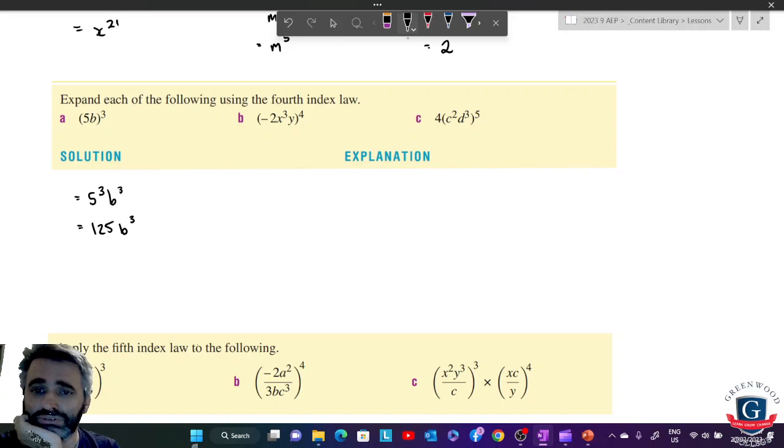Again, we have to be careful. Negative 2 to the power of 4, x to the 12, y to the 4. So 2 times 2 is 4, times 2 is 8, times 2 is 16. All the negatives will cancel out.